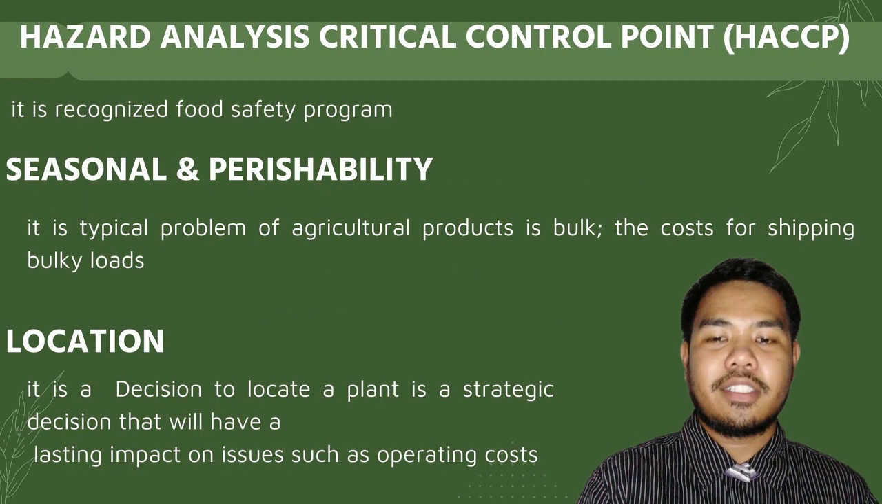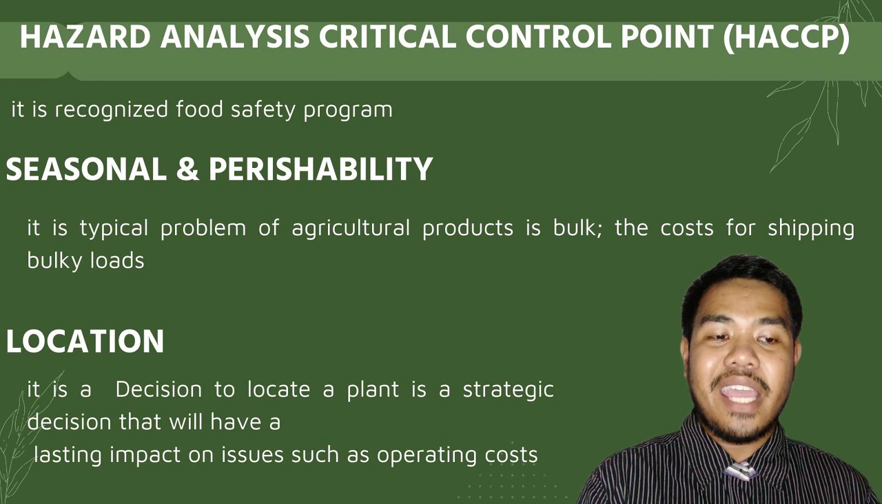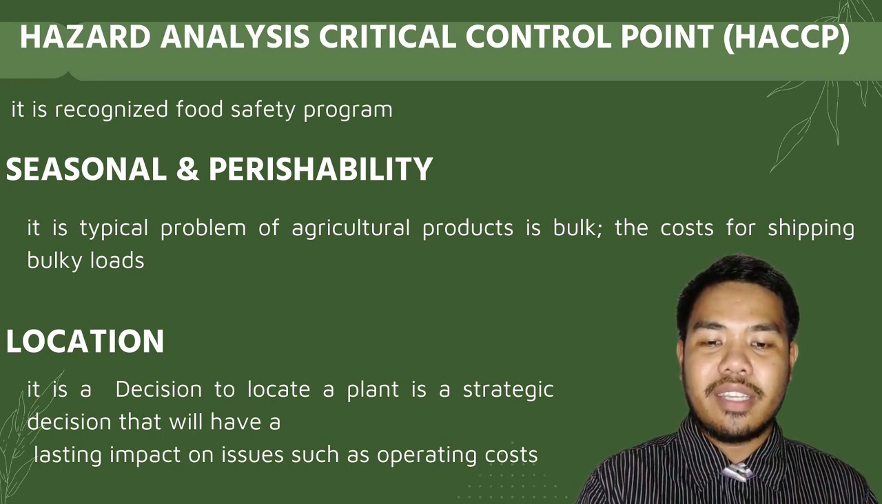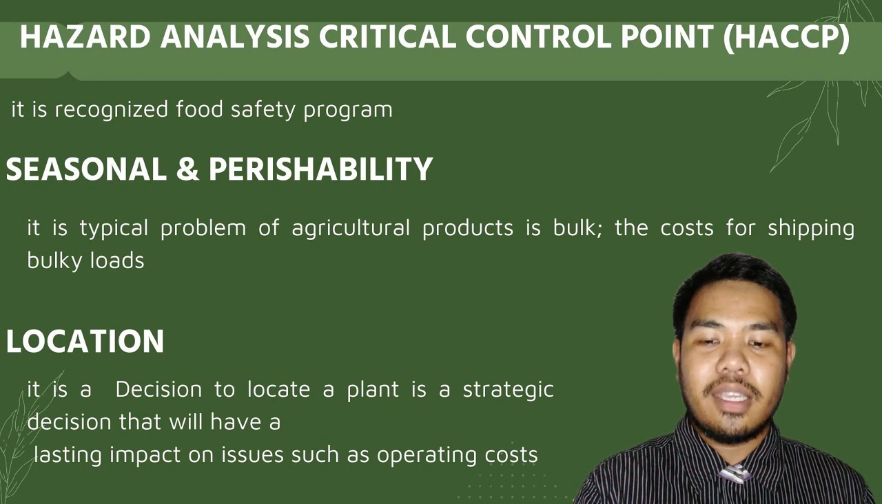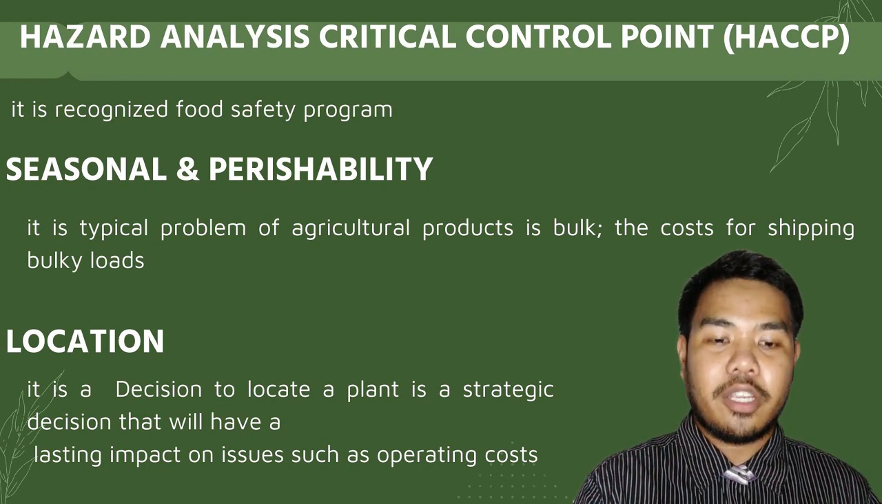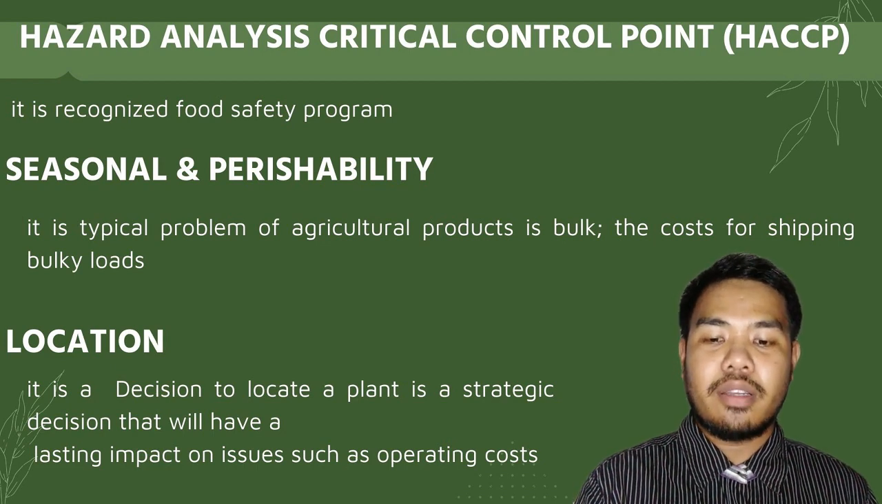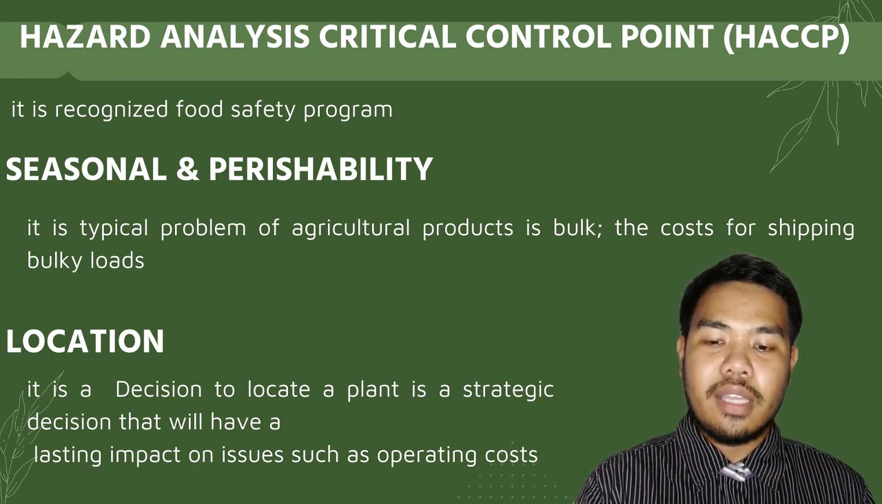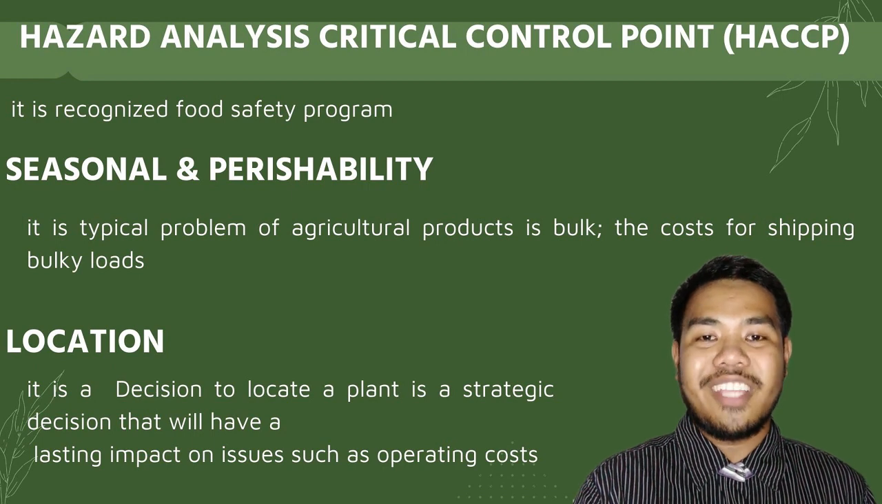At this point, let's have the Hazard Analysis Critical Control Point, or HACCP. It is recognized as a food safety program. Seasonality and perishability: a typical problem of agricultural products is bulk and the cost of shipping bulkier loads. Location: the decision to locate a plant is a strategic decision that will have a lasting impact on issues such as operating cost.